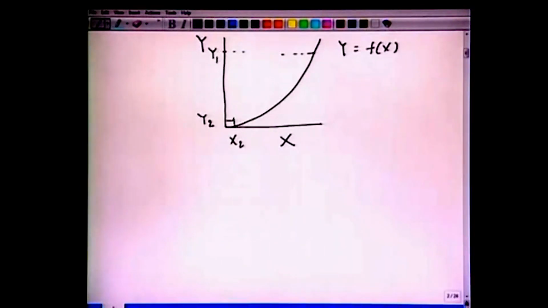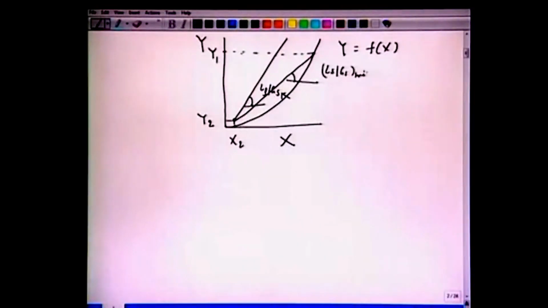and x1 is not known here. If we draw an arbitrary operating line with the slope of Ls by Gs, this will intersect y equal to y1 here. If Gs is fixed and we want to decrease this amount of Ls, then the slope will decrease till it reaches and intersects this y equal to f(x) curve, which gives us Ls by Gs minimum, from which we can calculate the amount of solvent required.